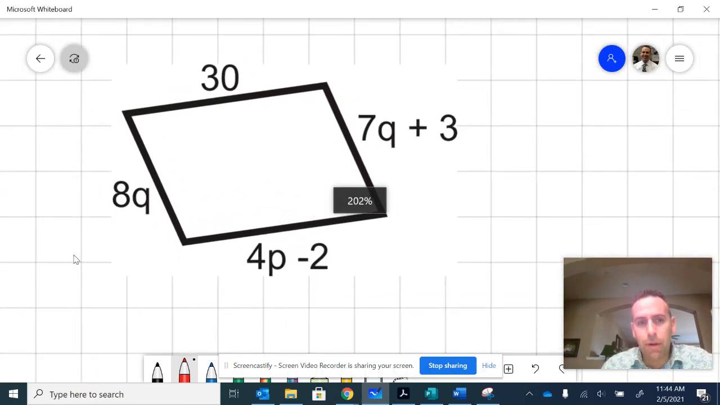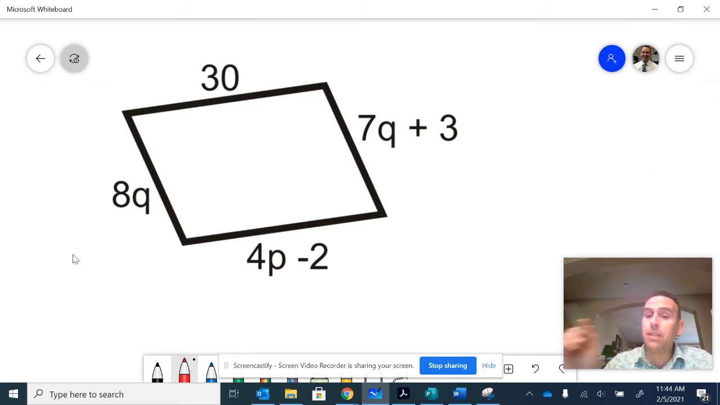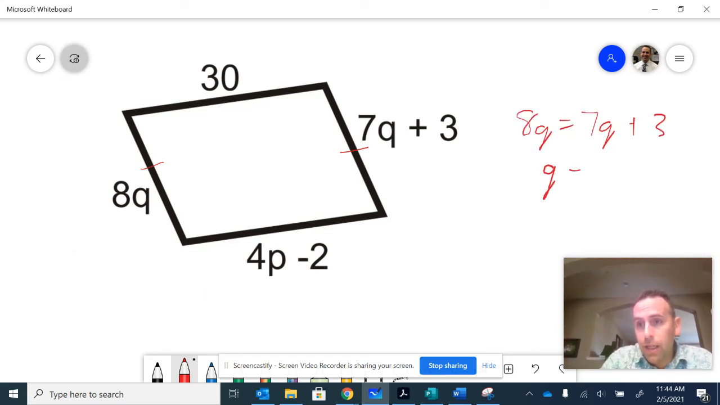Here is another diagram. If you assume this is a parallelogram, you can use the theorem that opposite sides are congruent. That 8Q is congruent to 7Q plus 3. You could set up an equation there and get to the idea that Q would be 3. Once you know Q is 3, you can plug it in and find that the value of each of these sides is 24 by plugging in 3.